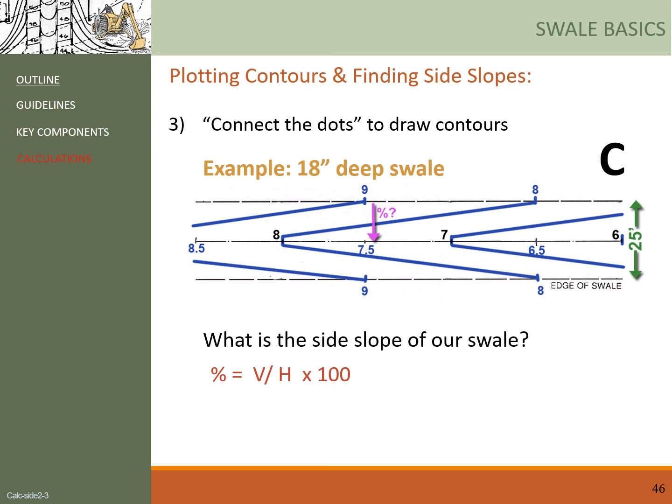Again, to find out the side slope of our swell, we use the slope equals V over H multiplied by 100. And in this case, V equals the depth of the swell, which is 1.5 feet. H equals half of the swell width. Now we get a side slope of 12%.